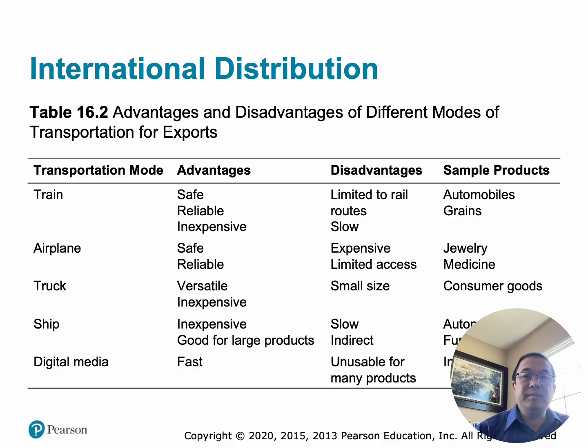Number 5, digital media. Advantages are instant delivery and extremely low transportation cost. The disadvantage is that it only works for digital products. Typical products are software, ebooks, streaming media, and online information services. Companies like Netflix deliver movies digitally rather than physically shipping DVDs.